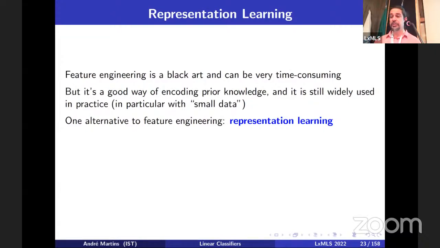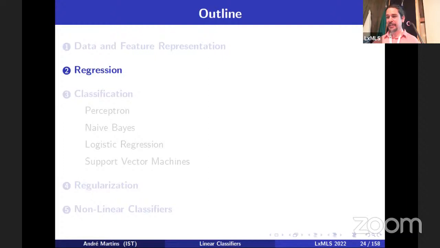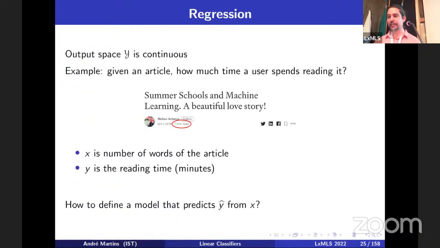One alternative to feature engineering, of course, is representation learning. This is what is going to be the topic for the classes after this one. So Bhiksha is going to talk about this tomorrow. But today, just stick with feature engineering. Actually, I'm not going to talk more about feature engineering. Now I'm going to talk about what happens after someone designs features. And I'm going to start by talking about regression.